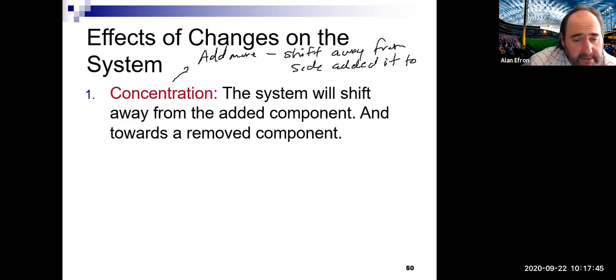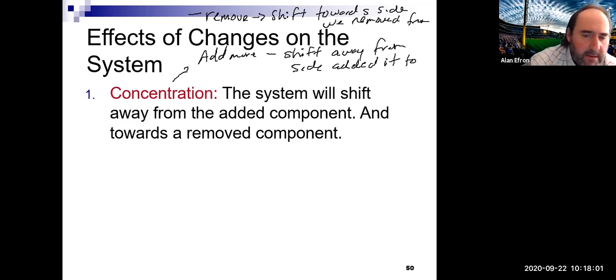And basically, if we remove, which is our other option, it will shift towards the side we removed it from. So when you add, it goes away. What that means is if you add more reactants, it will shift to the product side. And if you add more products, it will shift to the reactant side. Same thing with removing. If we remove reactants, it will come towards the reactant side. And if we remove some products, it will come towards the product side.